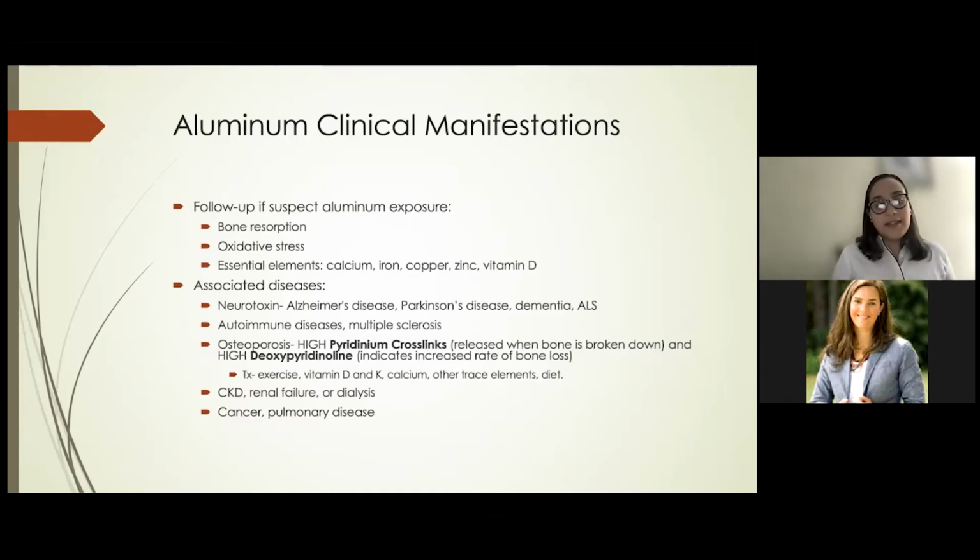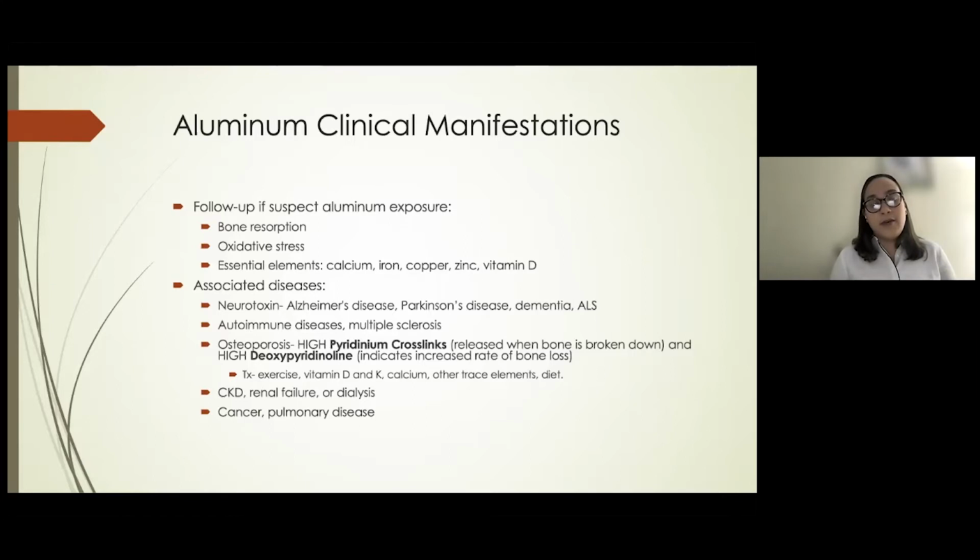So aside from the DEXA scan, you want to look at these other functional markers and say, okay, we know we have some osteoporosis, probably some osteomalacia, right? Let's look at the rate of breakdown of bone, and then you can start treatment and reassess to see if those numbers have come down. Obviously, treatment for osteoporosis: exercise, vitamin D, K, calcium, other trace elements, but making sure that their toxic load is low, right? Don't forget that with osteoporotic patients.